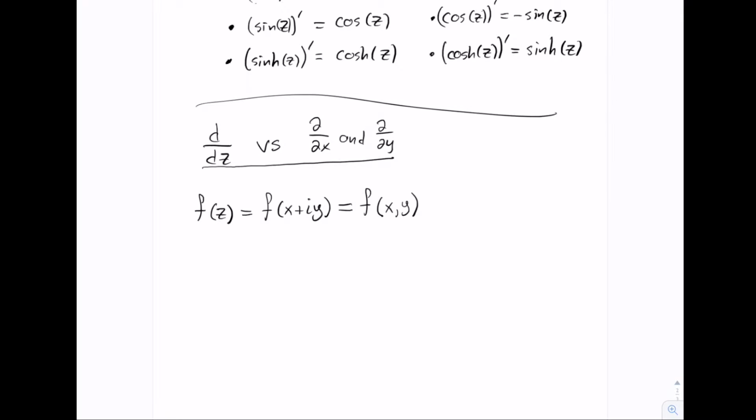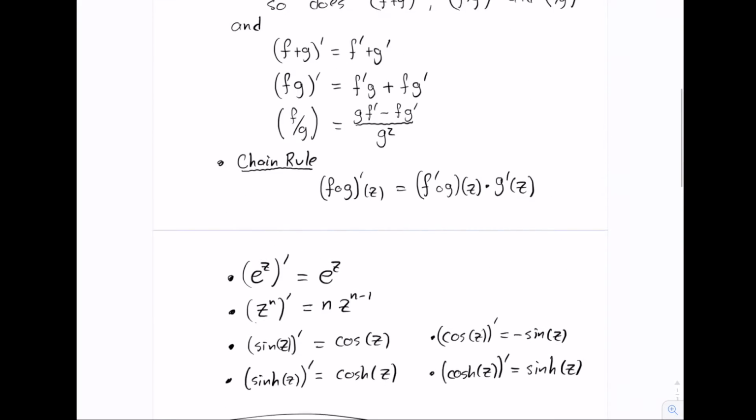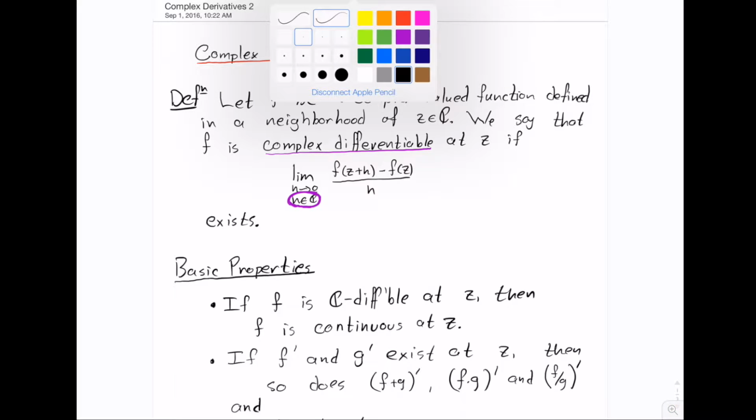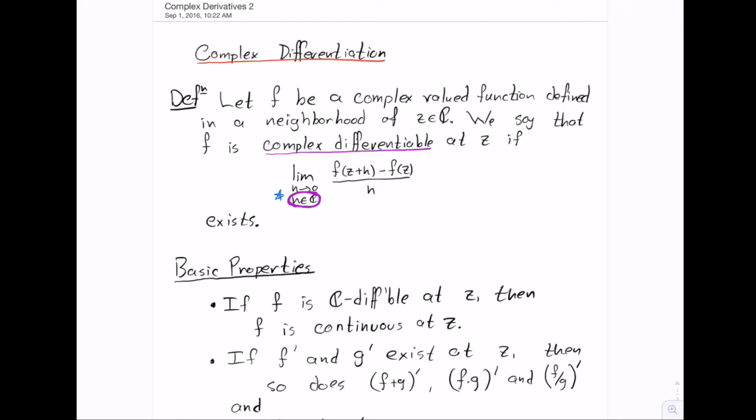All right. So now let's suppose that f prime of z exists at some point z. Okay, well what that means, if we come up here, is that this limit right here exists. And again, just to highlight a little bit more, this limit exists no matter how h tracks to 0 in the complex plane.